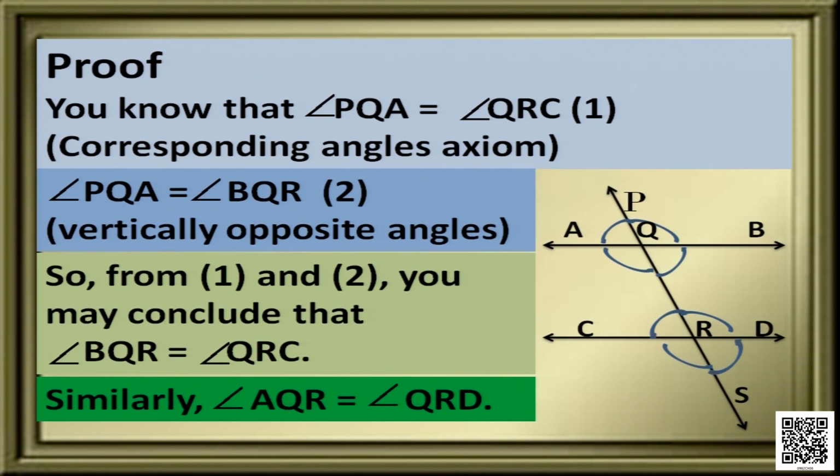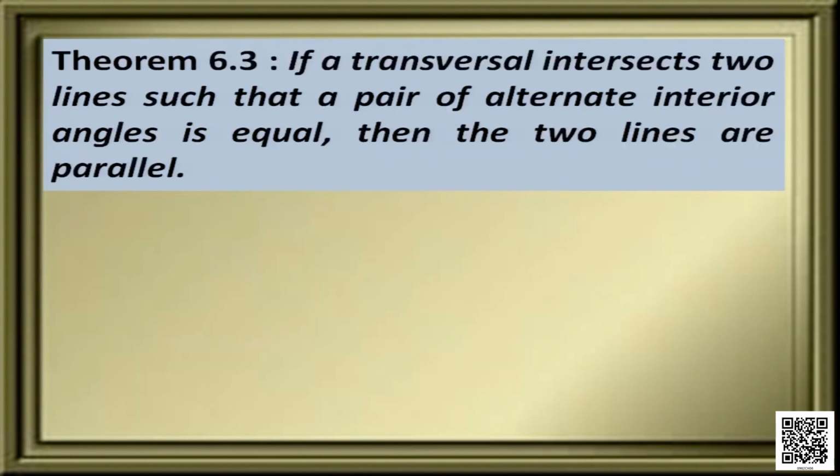Now let's consider another theorem which is the converse of this theorem. If a transversal intersects two lines such that a pair of alternate interior angles is equal, then the two lines are parallel. Here the alternate interior angles are given to be equal, and we have to prove that the lines for which these are the alternate interior angles will be parallel.